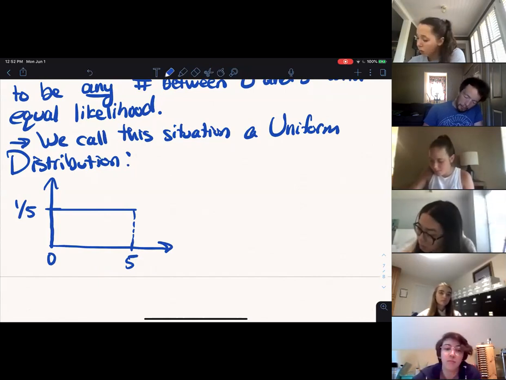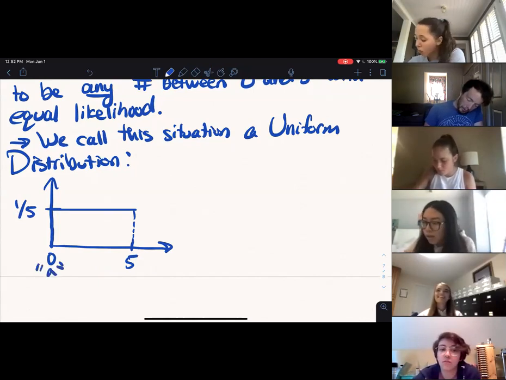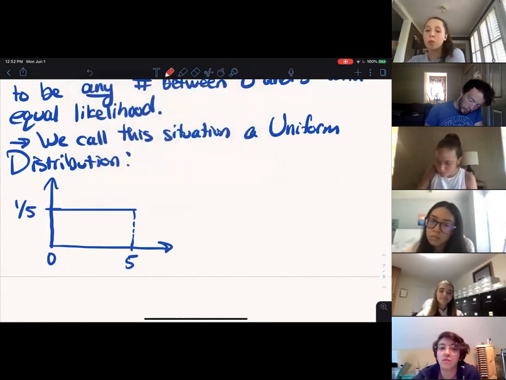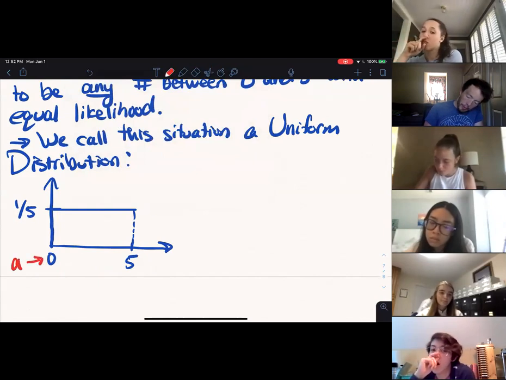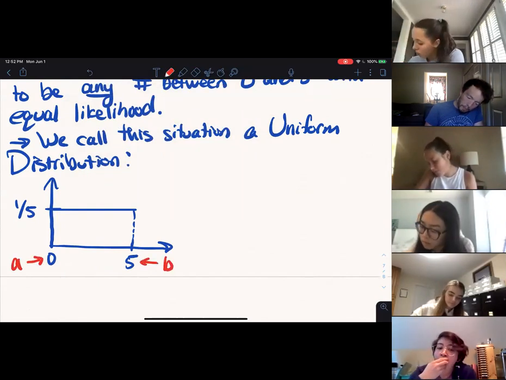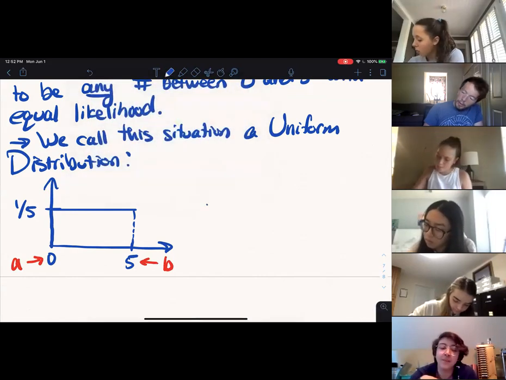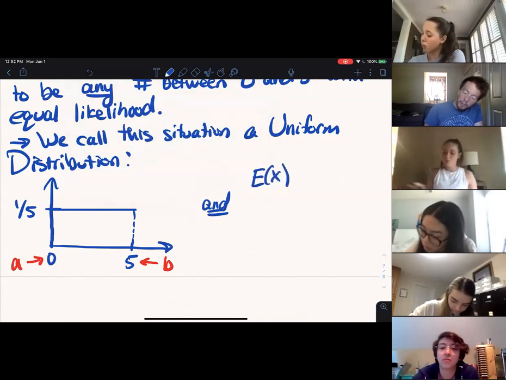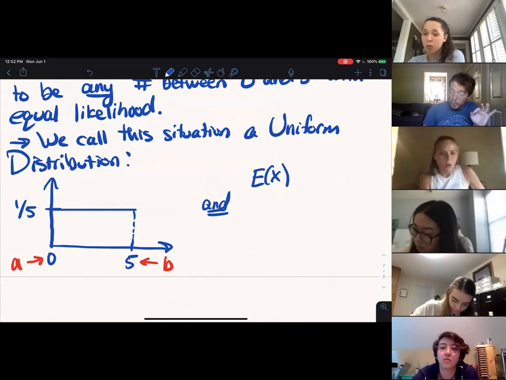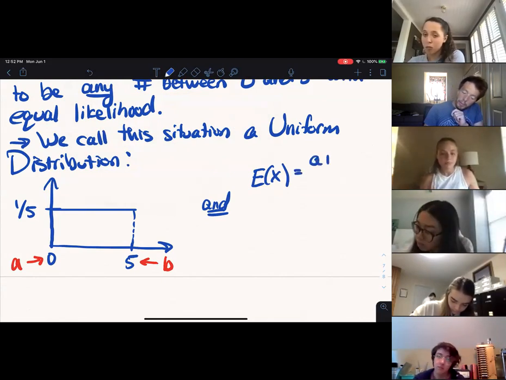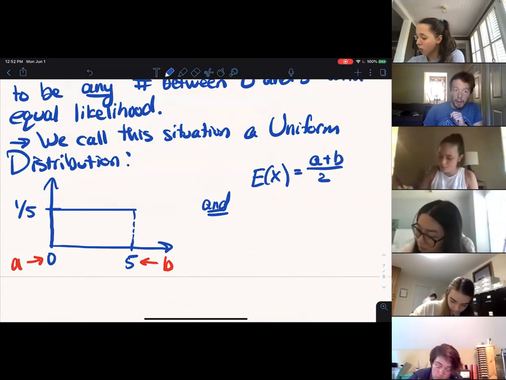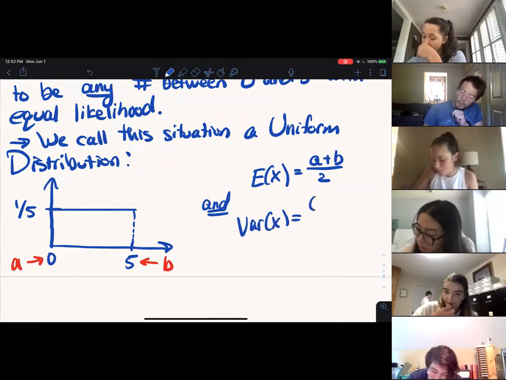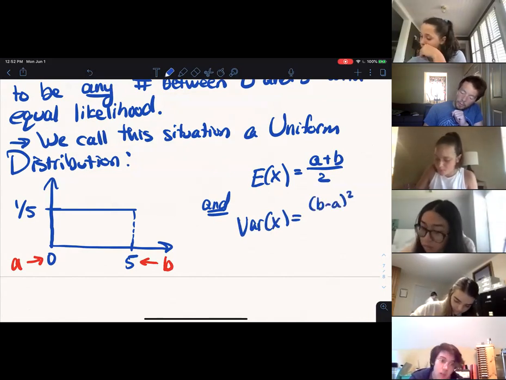And I'm going to tell you now something that you didn't have before. If this lower bound is called A and this upper bound is called B, then the expected value of a random variable when that random variable follows a uniform distribution is just A plus B over 2, or the average of the upper and lower bounds. The variance of x is equal to B minus A squared over 12.